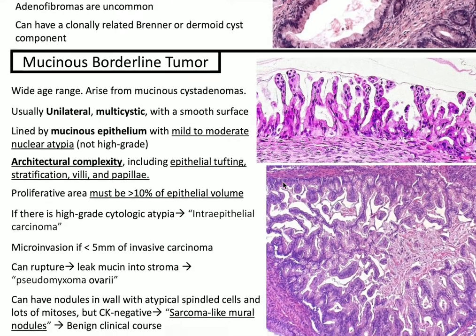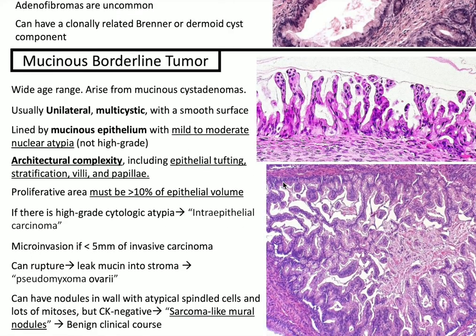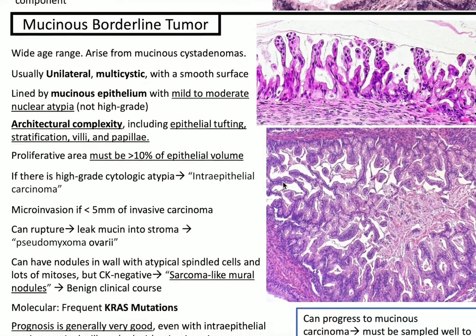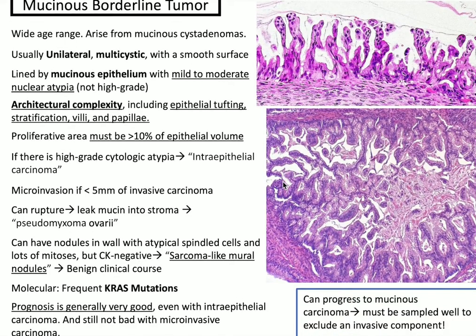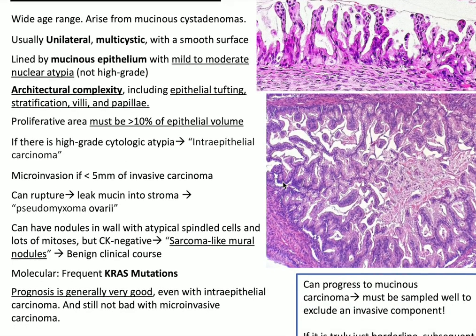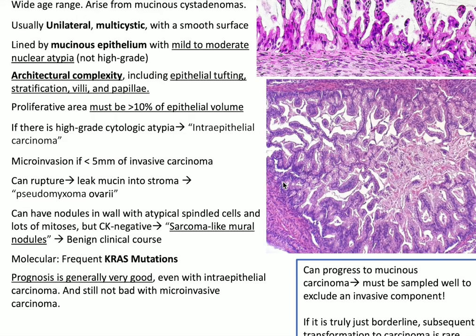Mucinous borderline tumor, you'll have architectural complexity like epithelial tufting, stratification, villi, and papillae. You can have mild to moderate nuclear atypia, and it must be greater than 10% of epithelial volume. You can have nodules in the wall with atypical spindle cells and lots of mitoses that are cytokeratin negative, and those are sarcoma-like mural nodules, benign clinical course, frequent KRAS mutation.